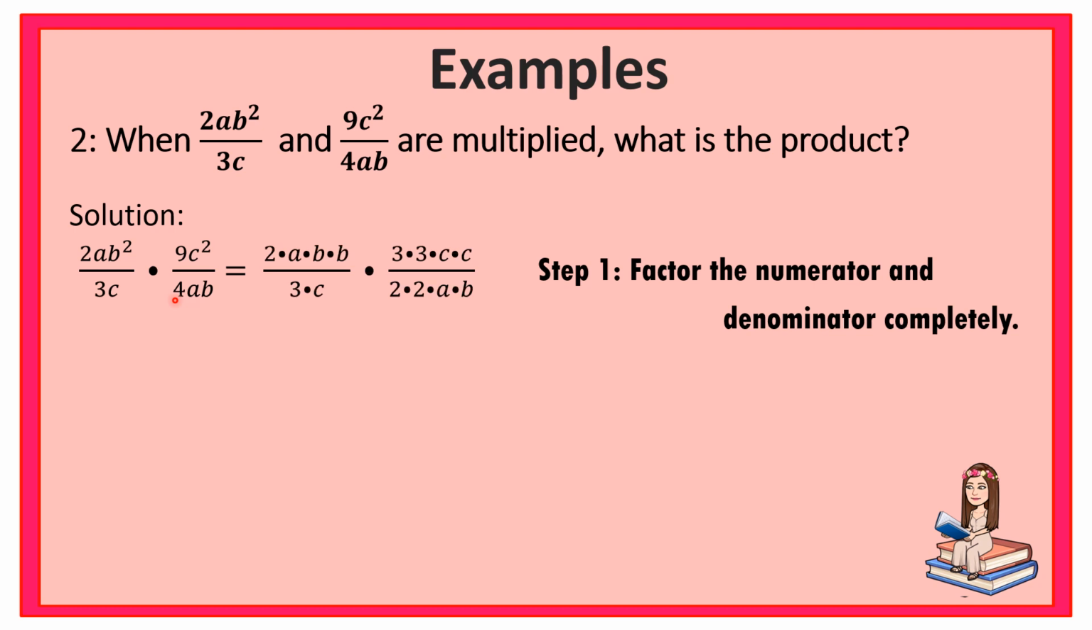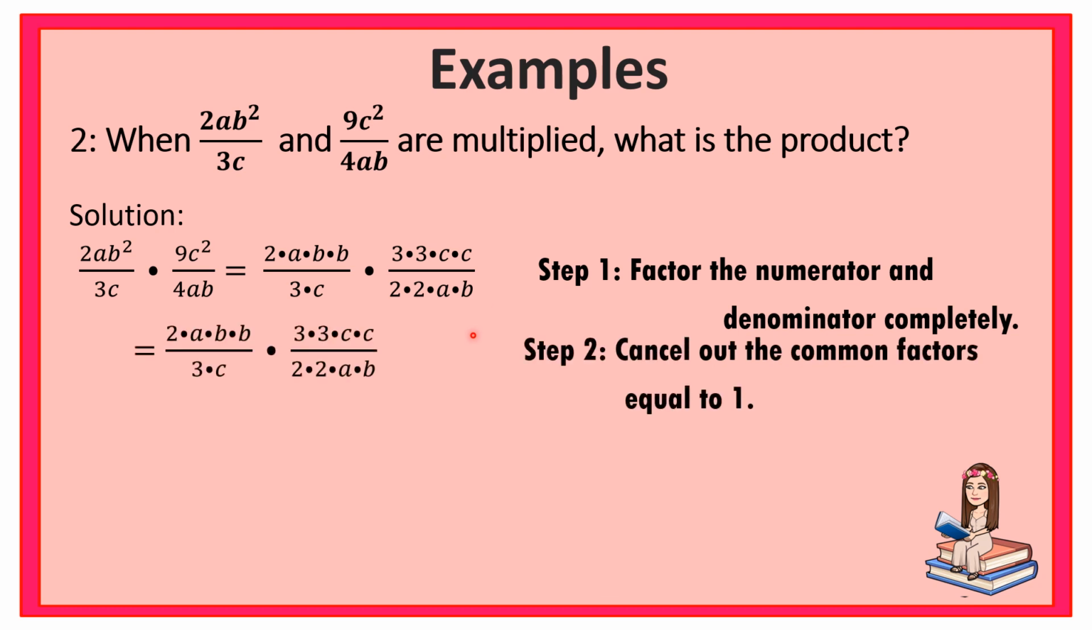So factoring out, we will have 2 times a times b para sa b squared over 3 times c. Sa taas naman, yung 9 ay 3 times 3. Yung c squared ay c times c. And then yung 4 ay 2 times 2. Yung a and b ay a times b. Okay. And then after factoring out, the next step is to cancel out the common factors that will be equal to 1. So, ano-ano yung mga cancel natin?